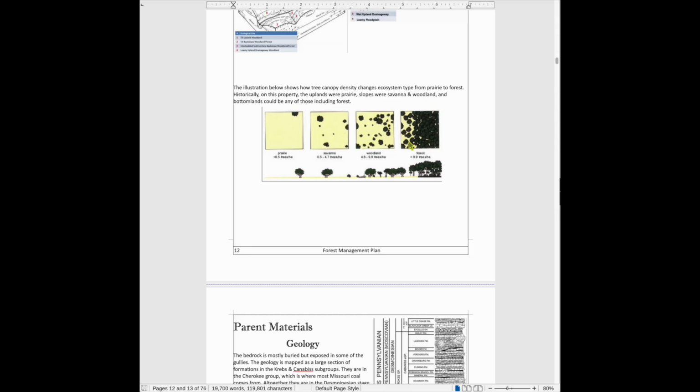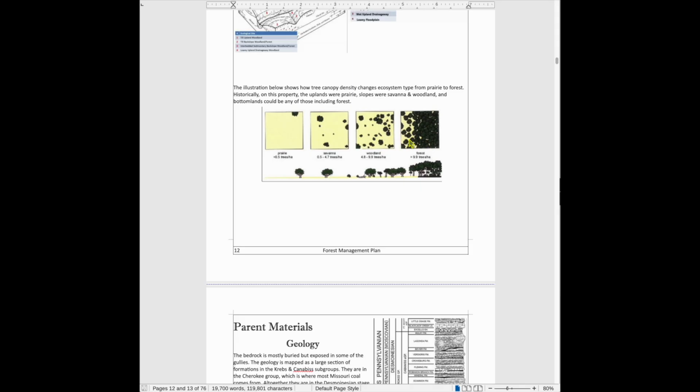Then we have woodlands and forest. So I'm going to go over here on this end, and a forest is full of trees at all levels, and there's no sunlight getting through. It's really full of trees, and the trees are tall. We find these in Missouri in the bottomlands, and on this property for this plan, forest technically doesn't exist. It was all woodland. So what's the difference between a woodland and a forest? A woodland is scattered trees with light getting through.